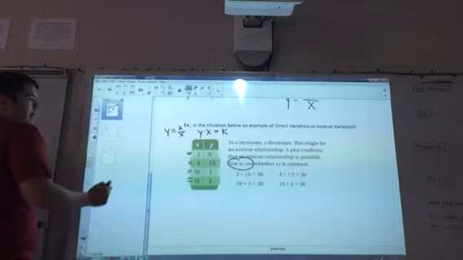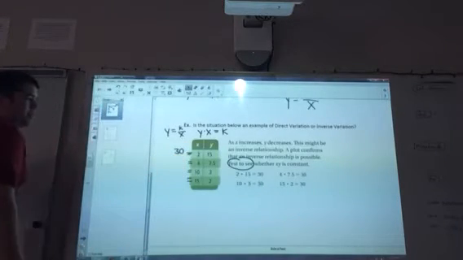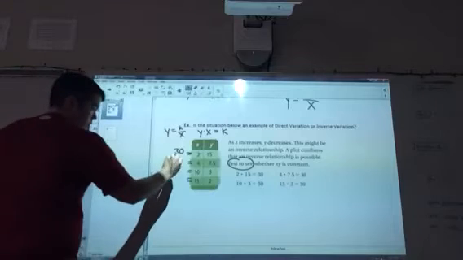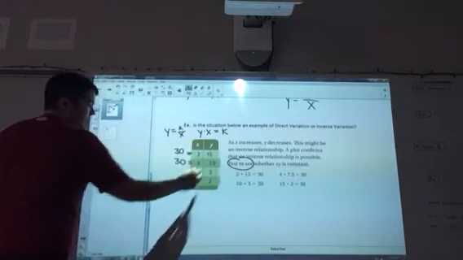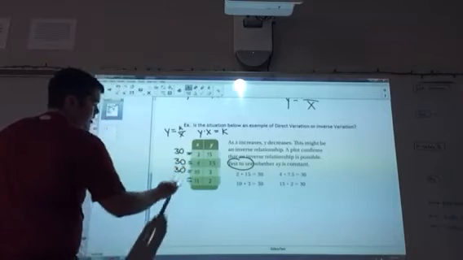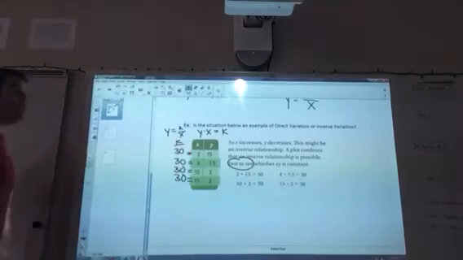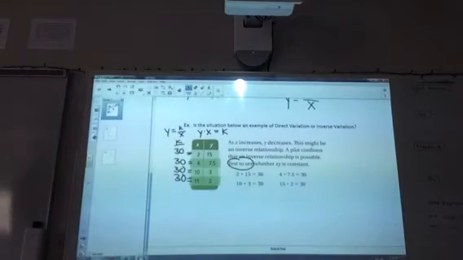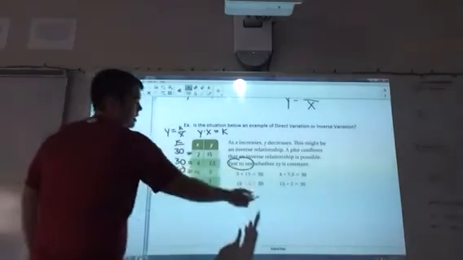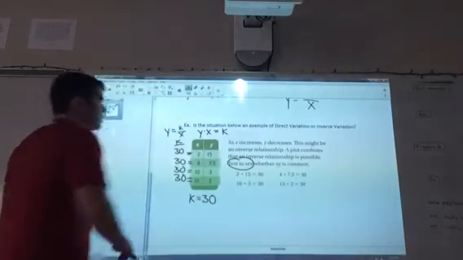So the first one here, x times y, 2 times 15 is 30. 4 times 7.5, that's also 30. 10 times 3, once again, that's 30. And 15 times 2, yeah, 30. So in all of these, our k value is consistent. It is 30 every single time. Okay, and the same thing's written out here for us. So in this case, k equals 30.